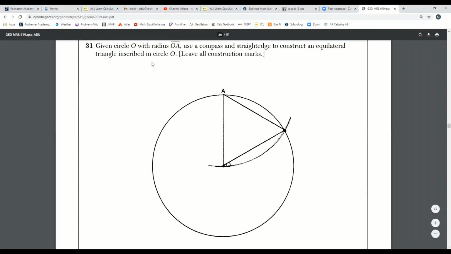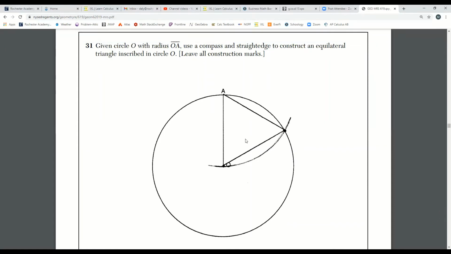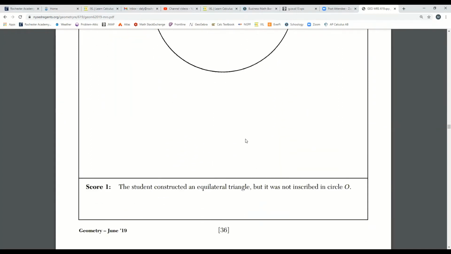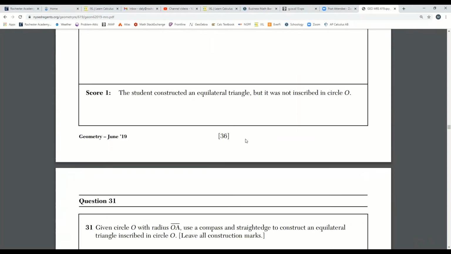So this is not inscribed in circle O, but they did use a compass and straight edge to do their construction. They did leave all construction marks, so I can see what this student did. How many points do you think this is worth? Well, they did some work, but they didn't do exactly what we asked them to do. So they're going to get 1 out of 2 points for this, for not having a triangle that's inscribed in the circle, but being equilateral.